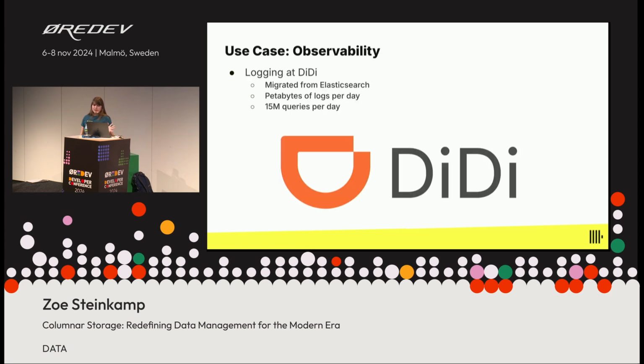This one is for observability, pretty straightforward. They were using something like Elasticsearch. Again, like I said, it's a search DB, great for logs, but for them, they found better cost efficiency and query capabilities with something like ClickHouse. They do about 15 million queries per day, petabytes of logs, very exciting.